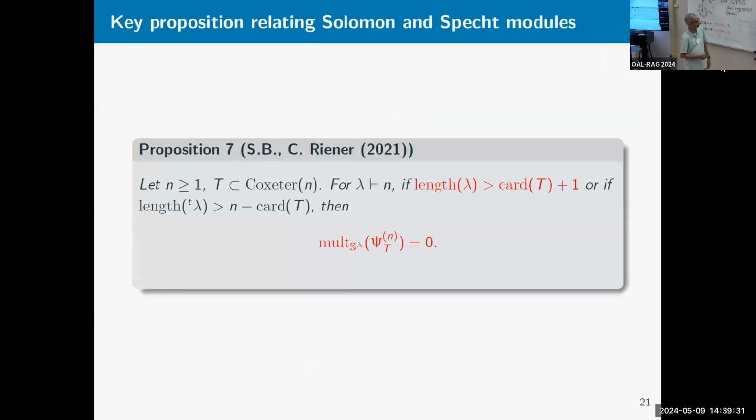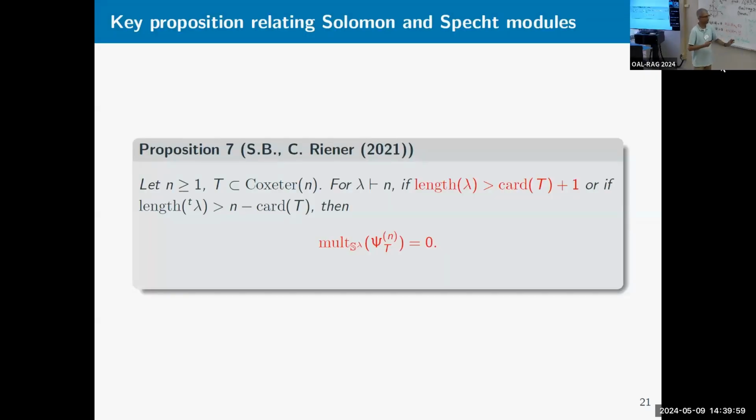So with Cordian, we proved that there is a connection between the Specht modules and these Solomon modules, namely if the length of a partition is bigger than the cardinality of T, then in the decomposition of the Solomon module, which need not be irreducible, the multiplicity of the Specht module has to be 0. So there is a connection between Specht modules and Solomon modules. And that really is the main part. There are many other parts, but that's the main idea of how to get bounds on multiplicities.